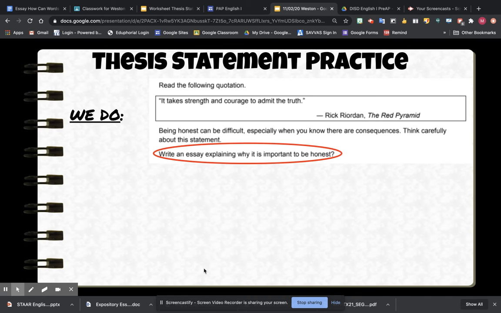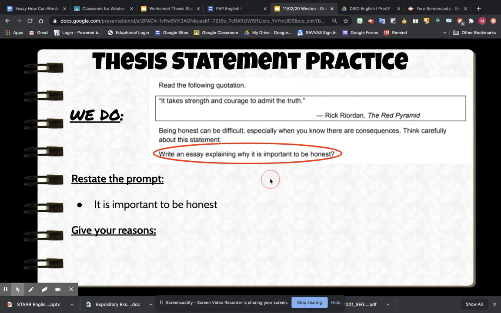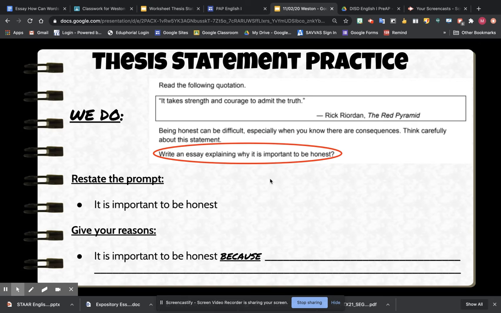Okay, let's do this one together. Write an essay explaining why it's important to be nice. Notice we highlight or circle the prompt, make sure we're writing what the prompt is asking us to write about. And then we'll go back and look at the read and the think and see if there's anything to help us. We're going to restate the prompt: it's important to be honest, and we're going to follow that with our 2 reasons. We're going to say because and give our 2 reasons: because it's important to develop a trust with people, because it's important to have a good character.